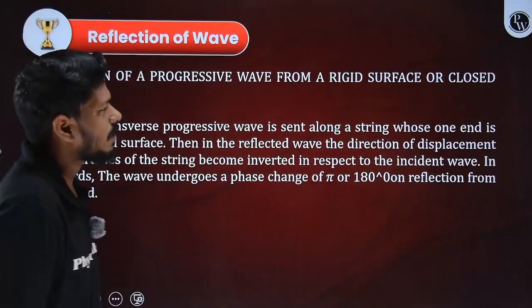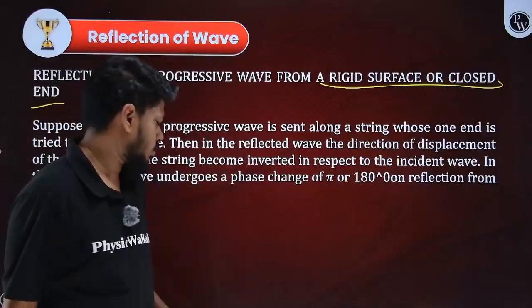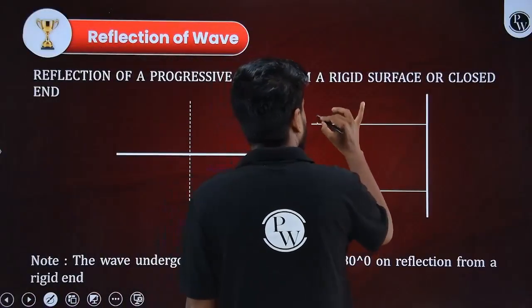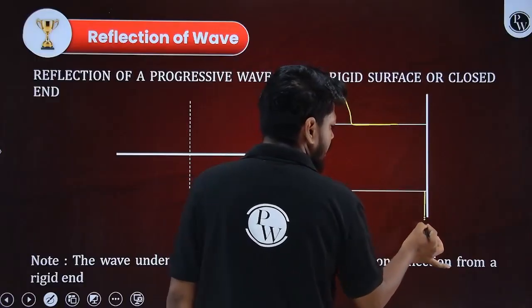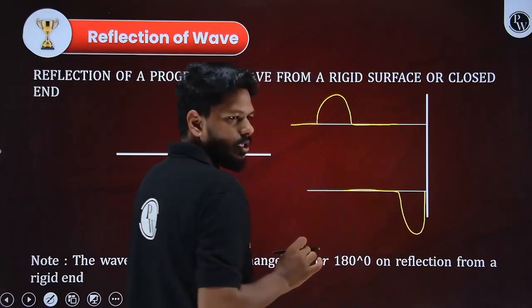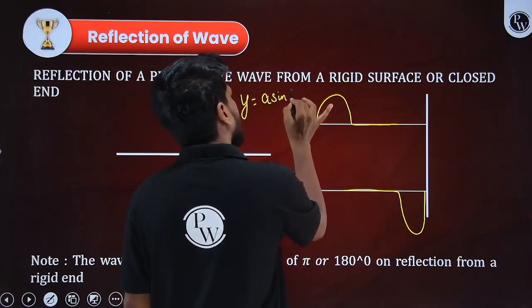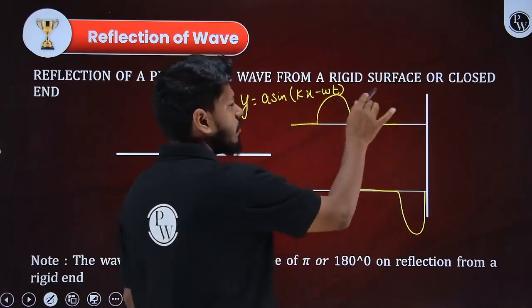And what will happen if I talk about a rigid surface or closed surface? It means the end is closed. What will happen, sir? If this is my wave, it is going like this, but after reflection, it will be a downward wave. Any difficulty? So if the equation of this wave is y equals a sin(kx − ωt). Why, sir, minus? Because it is going in the forward direction.